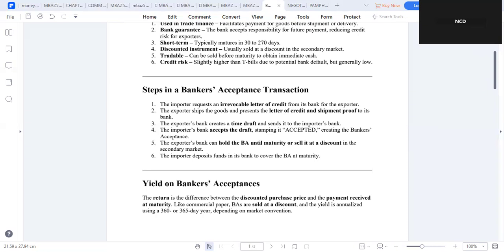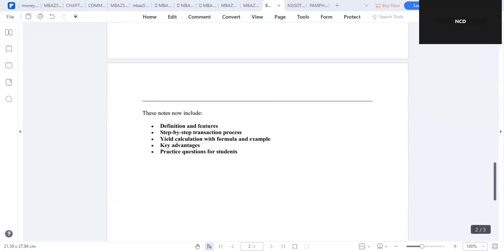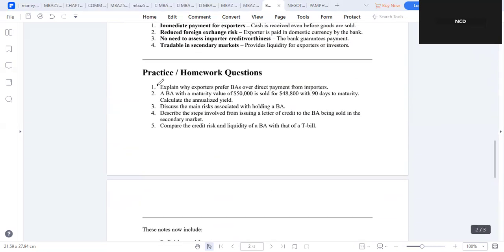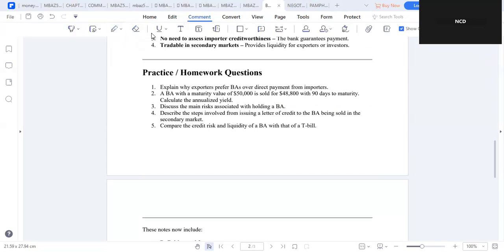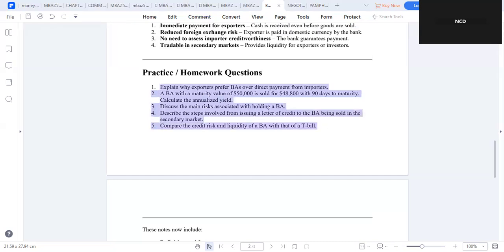Okay, so let's look at some of the questions below here. That's for practice at the end of your chapter. So question number 1 reads as follows.